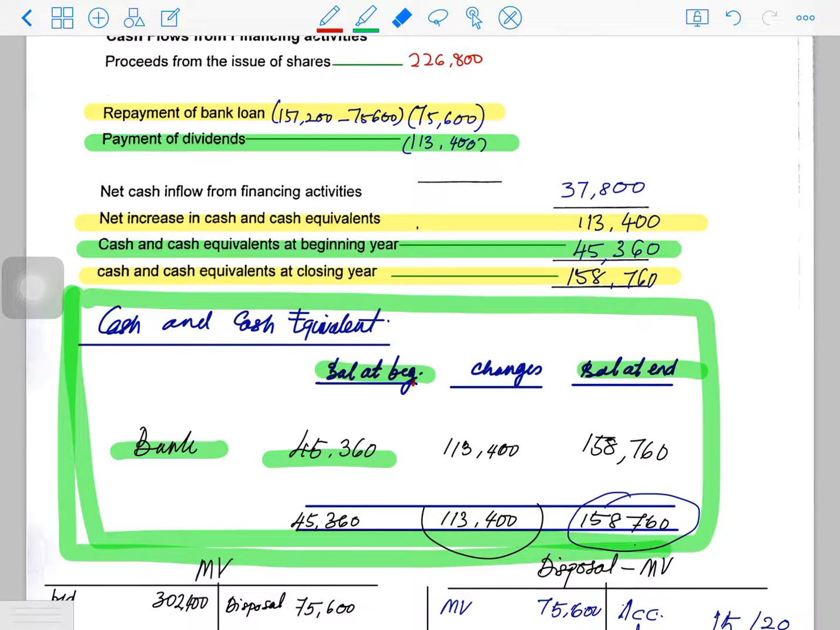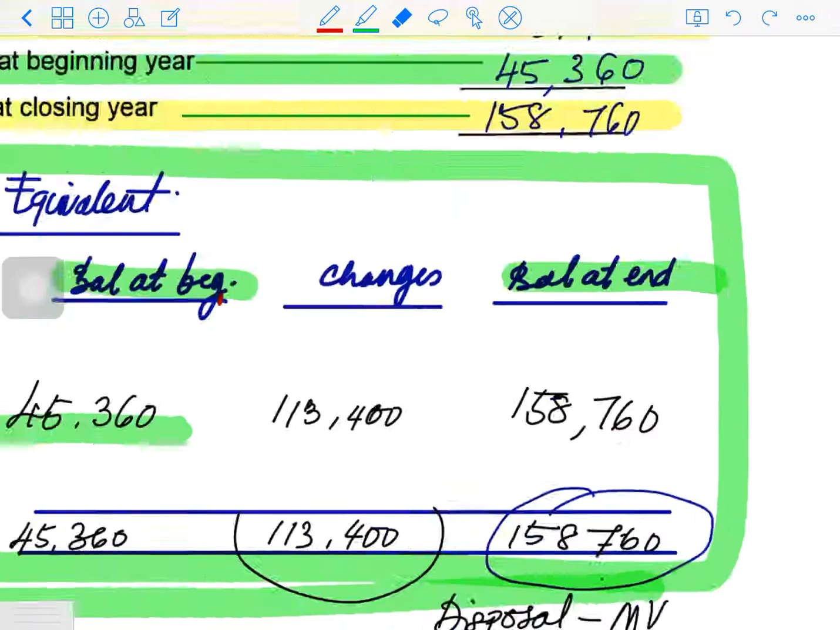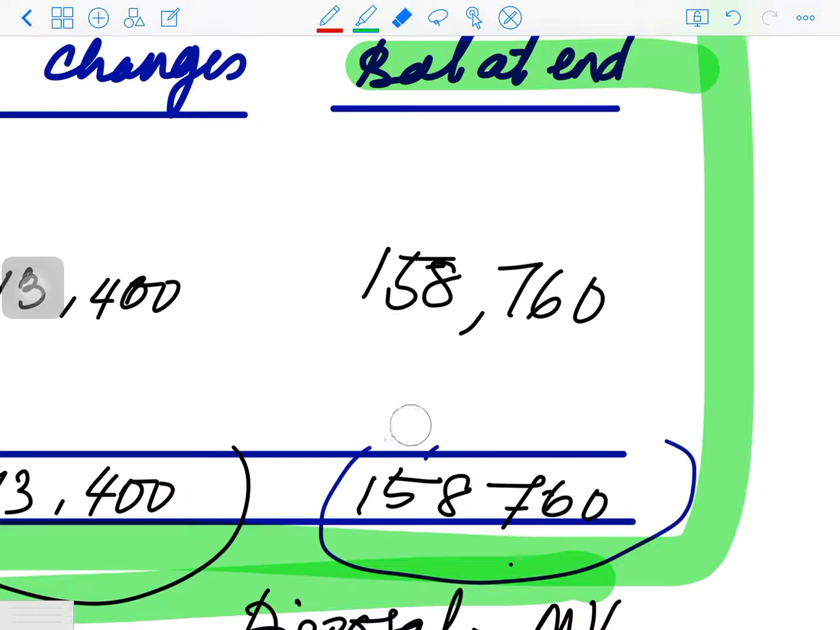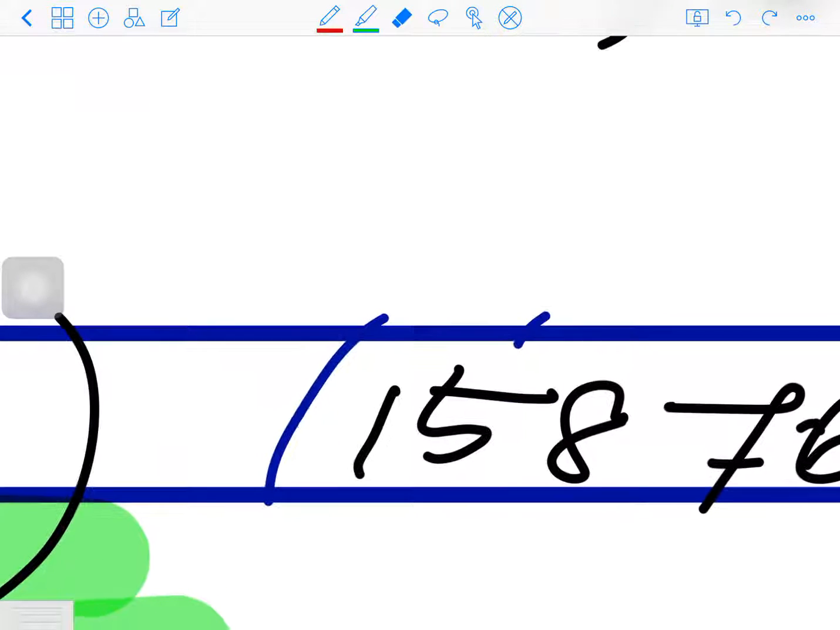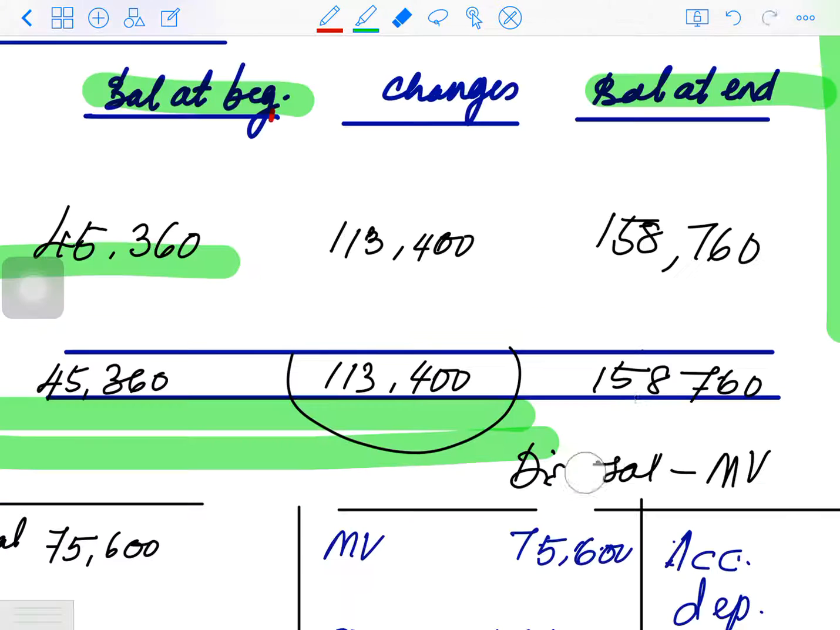Okay. Anyway, let's have a look at what we should do next. Okay. Just need to clean this a little bit.